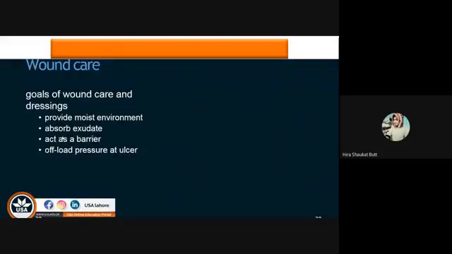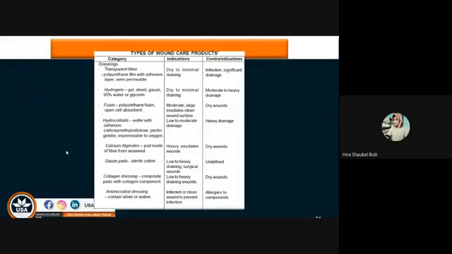You can go for wound care. In wound care, you can go for specific wound care using bandages and dressings. The aim of the dressing must be that it provides a moist environment, absorbs the exudate of the wound, acts as a barrier between the external environment and your wound, and offloads pressure at the ulcer point. Always remember, these characteristics must be present in the dressing if you are allowing the patient to wear a dressing, or if the diabetologist or the surgeon is applying a dressing around the wound.